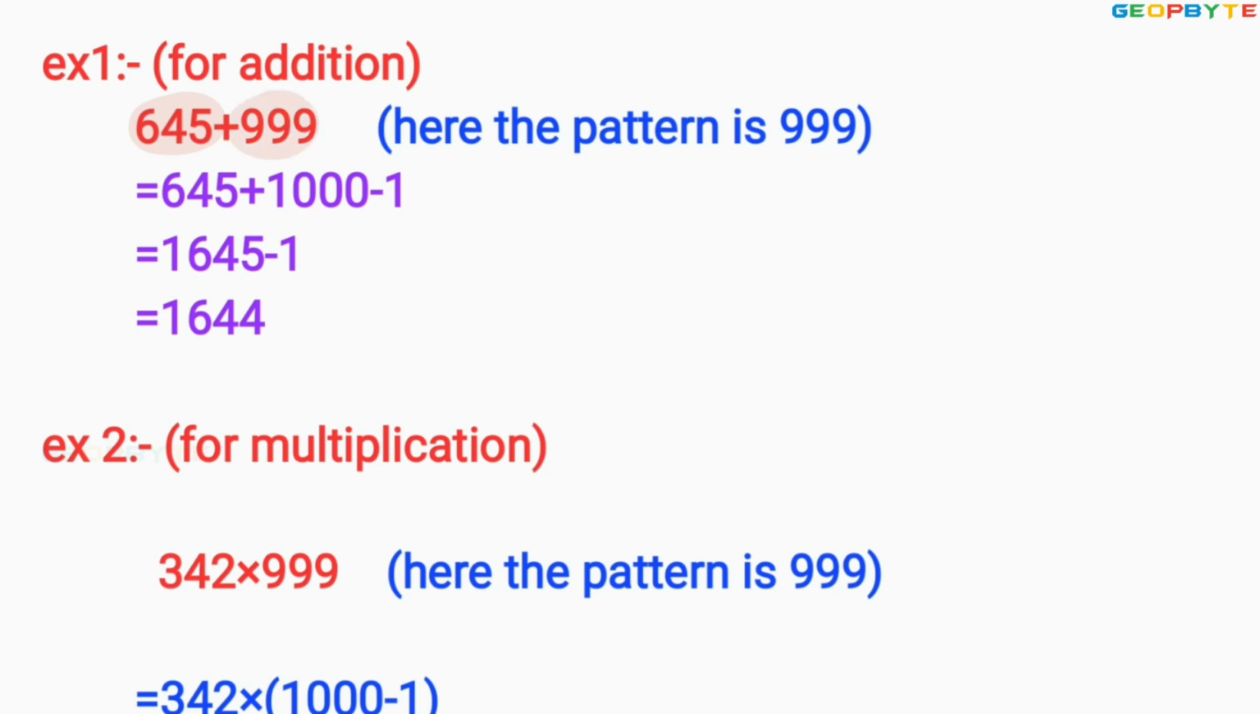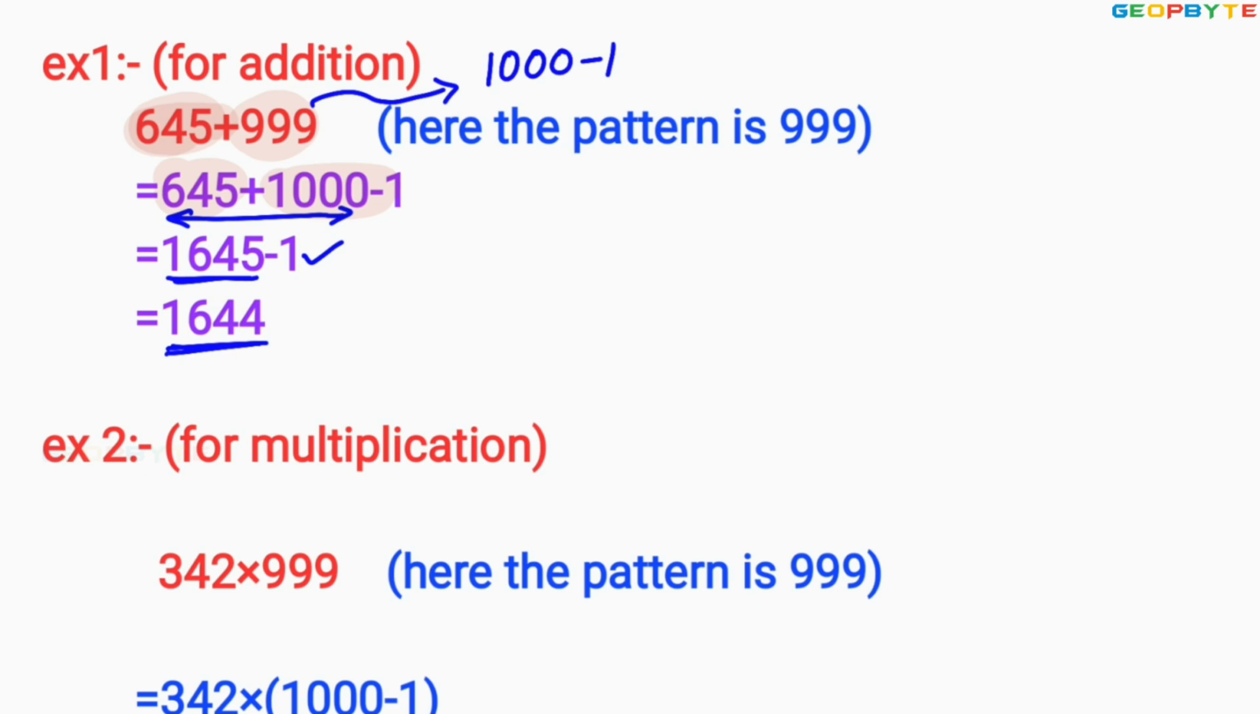645 plus 999. As we know, this 999 is our pattern. This 999 I can write as 1000 minus 1. Look at the value: 645 plus 1000 minus 1. Now it is very easy for you to add these numbers. 1000 plus 645 is 1645, minus 1 equals 1644. I hope all of you clearly understood about the patterns for addition.